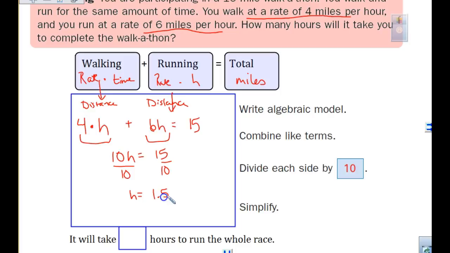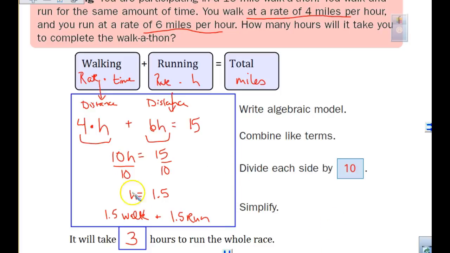We have still not answered the question. How long will it take you to complete the walk-a-thon? So if we have an hour and a half when we're walking and an hour and a half when we are running, should be a total of 3 hours. 1.5 where we're walking, 1.5 where we are running, to get our total of 3. So sometimes with the story problems, when you finish with this answer, this is not the answer to the question that they ask, so you need to be kind of careful for that.